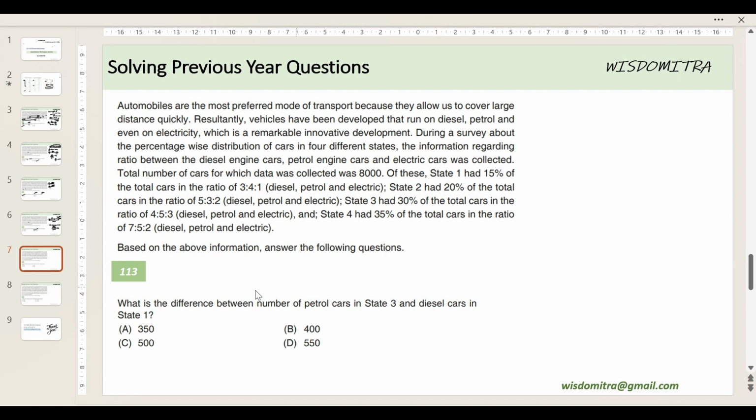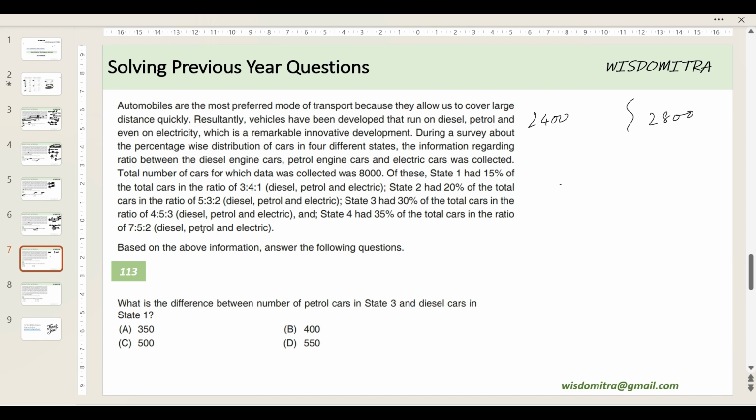What's the difference between the number of petrol cars in state 3 and diesel cars in state 4? Very easy question. So state 3, I just want to make a diagram. Let's make it this way. So state 3, we remember the total number of cars 2400. State 4, 2800. Right. And what's being asked?